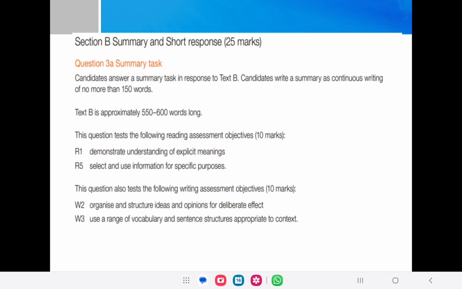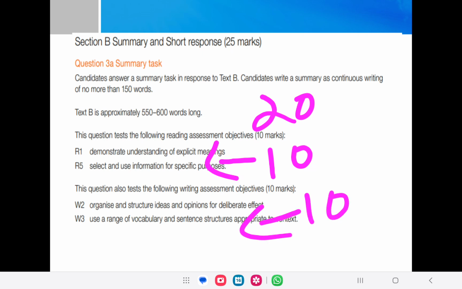Candidates write a summary as continuous writing of no more than 150 words. For this part, section B, text B is used. Text B is approximately 550 to 600 words long. This question tests the following reading assessment objectives, 10 marks. Now, summary writing has 20 marks, 10 for reading and 10 for writing.